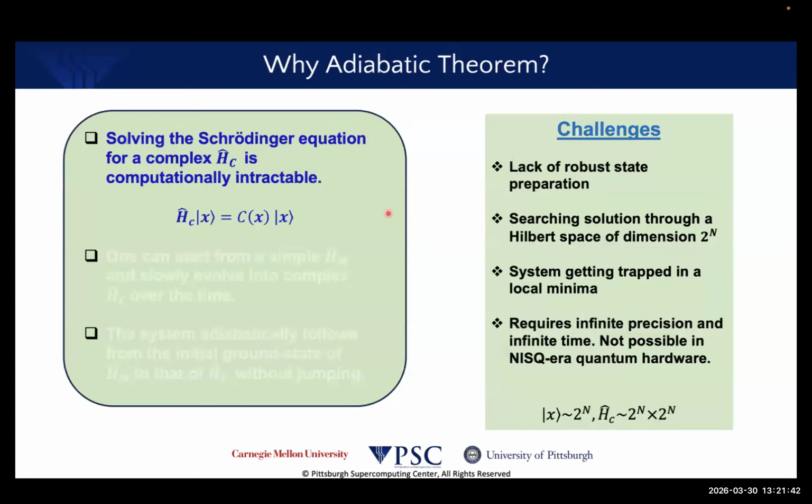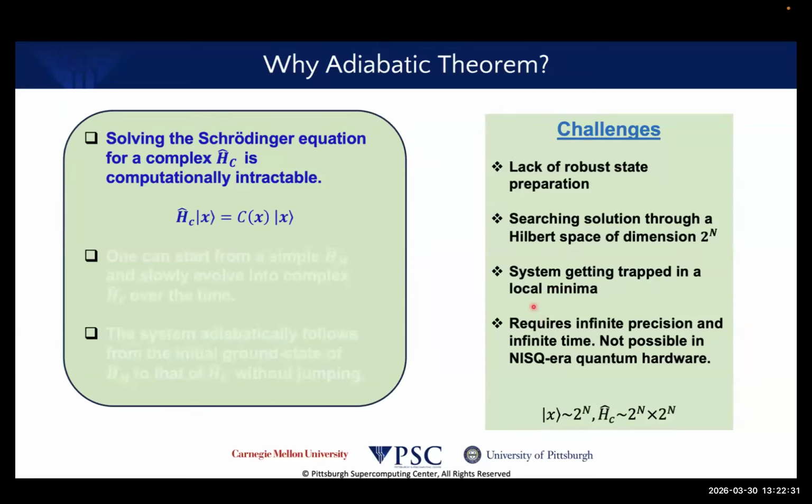As I said, solving this equation is computationally intractable because first we have to start with a robust state preparation, right? We have to begin with something that can eventually lead to the ground state. And searching for a solution through a Hilbert space of 2 to the power n dimensions is quite challenging because as the number of nodes grows in the graph, we will also require a huge number of qubits. And if different solutions have similar energy, then sometimes the system can get trapped in local minima, and you may not get out of it.